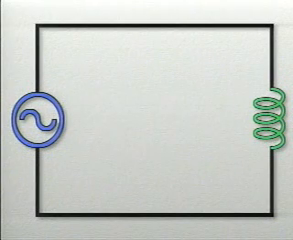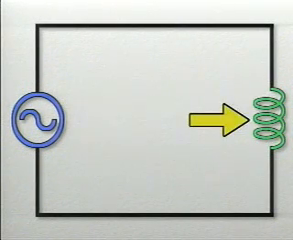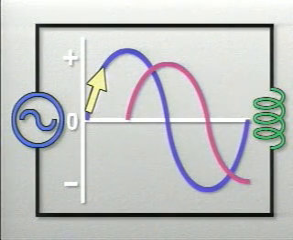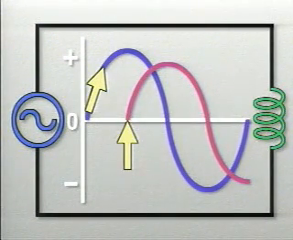Now let's look at a purely inductive circuit. That's a circuit in which inductance is the only factor that limits current. Now actually, this type of circuit only exists in theory, because all circuits have some resistance. But it's helpful in understanding the effects of inductance on the relationship between voltage and current. In this purely inductive circuit, when voltage starts to increase, current does not increase right away.